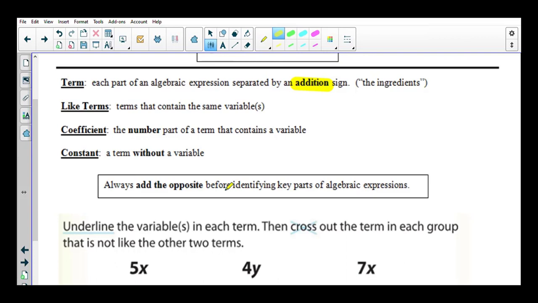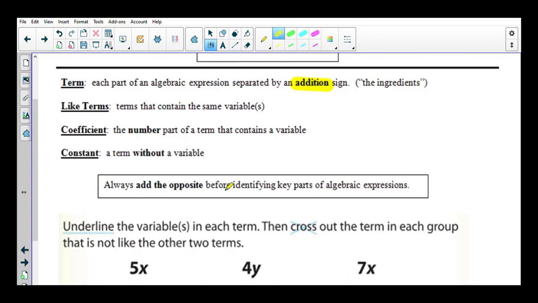Like terms are specific types of terms that contain the same variable or variables. We'll be identifying some of those down below and identifying them in some algebraic expressions. These are important because you can add and subtract like terms, but if they aren't like terms, you can't add and subtract them. We briefly introduced this to you in the last lesson, but we haven't seen a lot of examples of like terms at this point.